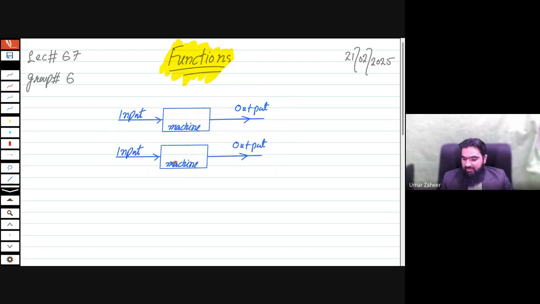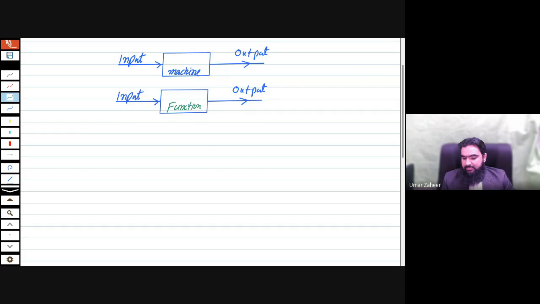Just like the machine, you have a function. Functions can be of different types. This is the notation f of x. You have a function f of x is equal to x plus 5. You have a function f of x is equal to x cubed plus 7x plus 3. So look here, these are different functions. You substitute different inputs into a function, and these inputs are known as the domain of a function.